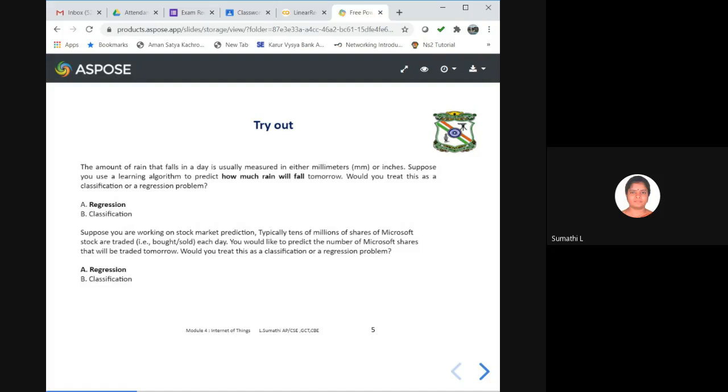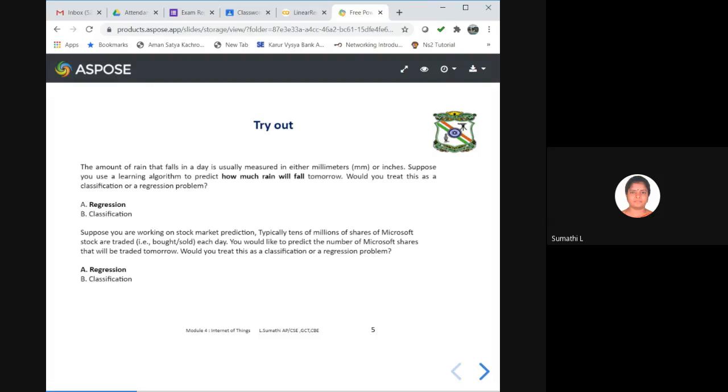Ma'am, could you please give a one line difference between supervised and unsupervised learning? Okay. The one line difference is, for supervised, you use labeled data; for unsupervised, you use unlabeled data. So what is this label? For supervised, you train the machine with the prediction or the output. For unsupervised, you just give the input. The system doesn't know what the output is.